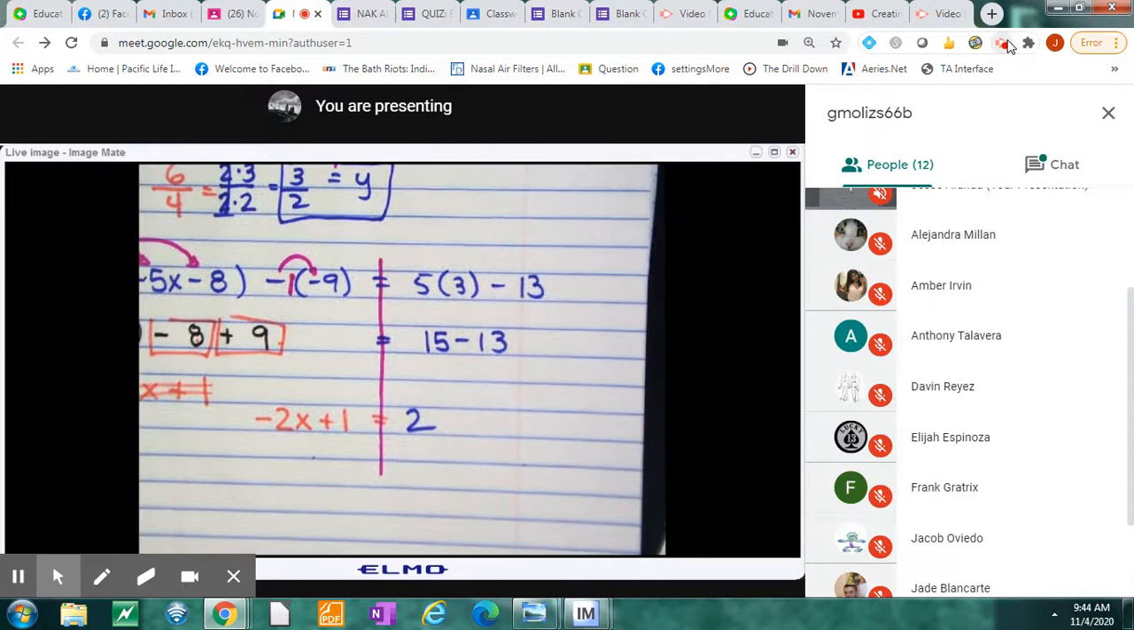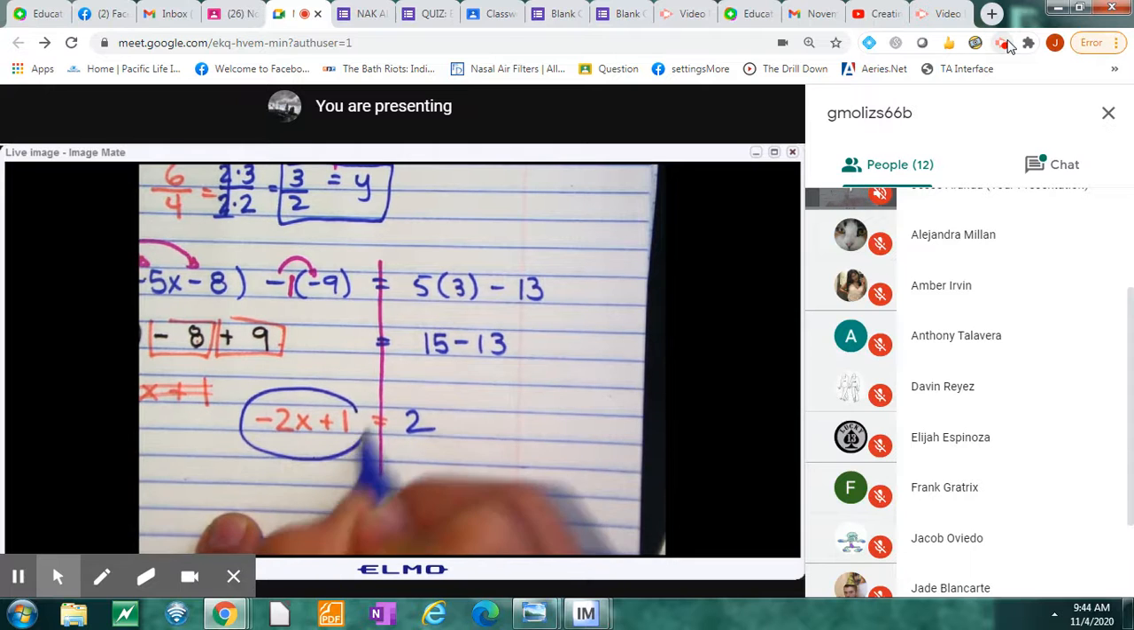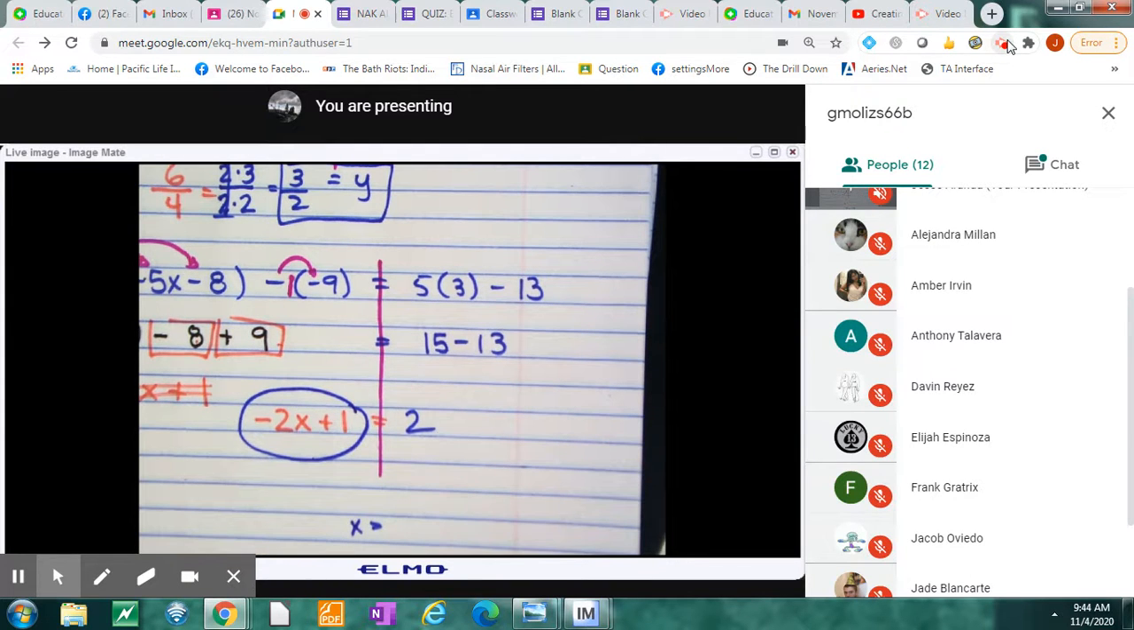So now we have to do the two-step equation, right? Where's my x? Oh, my x is on this side. So that's where I have to do all the work. We're going to have to do the work on the left side, right? So what do I got to get rid of first? Jacob, what do I got to get rid of first?